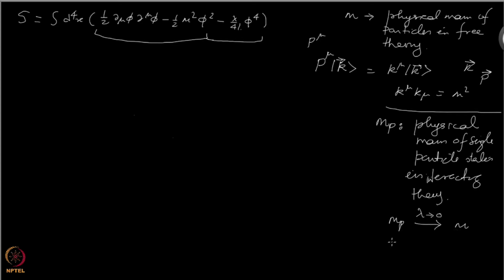Okay. In general, the physical mass would be a function of lambda and m, because these are the only two things which parameterize this action. So, the physical mass has to be parameterized by lambda and m. That is a story that we are not going to discuss in this course, but one should be aware of this fact.